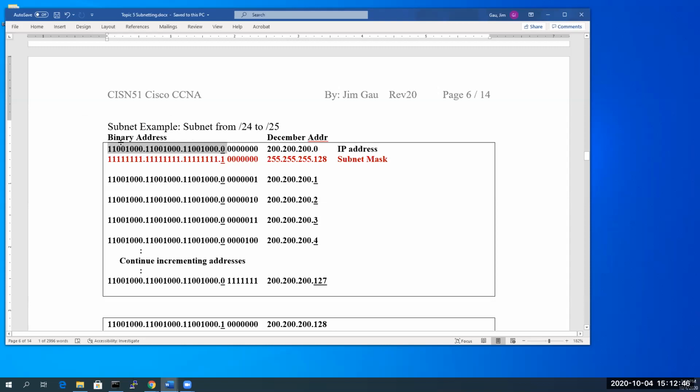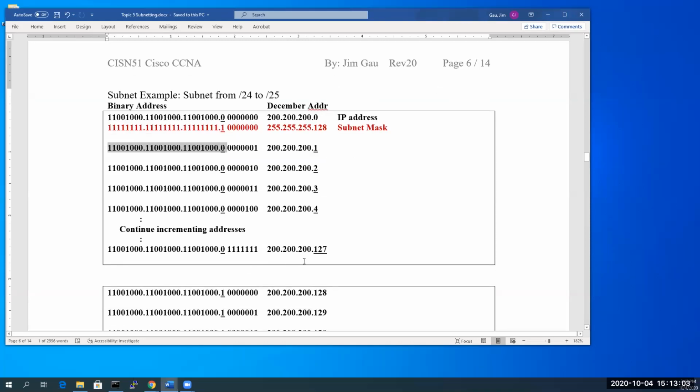That's the network, and that's the host ID. So this is the same network. This is the network, ID is 1. And this is a network, and the ID is 2. So this is 1, 2, 3, 4, all the way to 127.